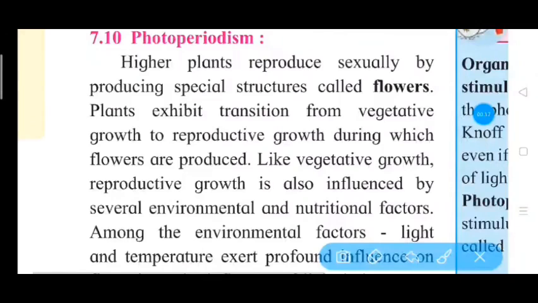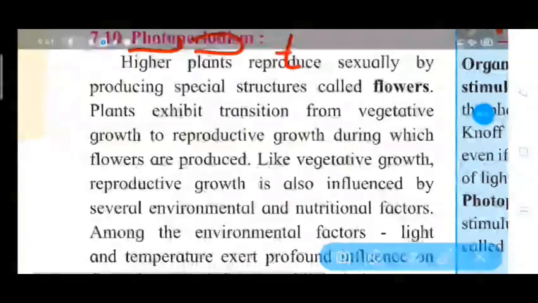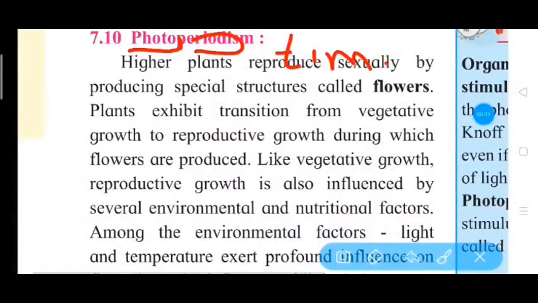This word photoperiodism is made up of two words, photo and periodism. Photo here means light and periodism means time. Here photoperiodism means time of exposure. When a plant is exposed to sunlight, this phenomenon is called photoperiodism.